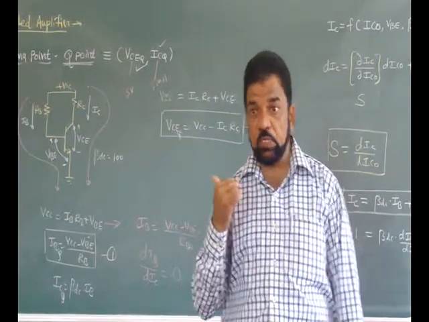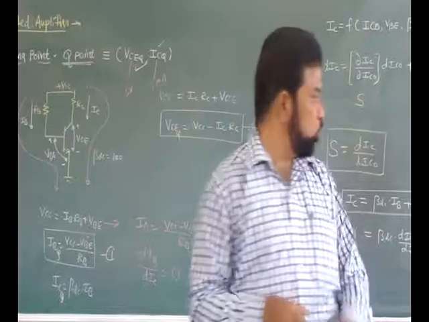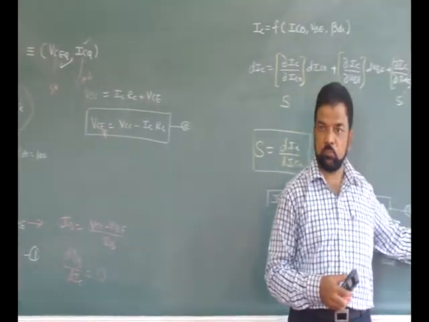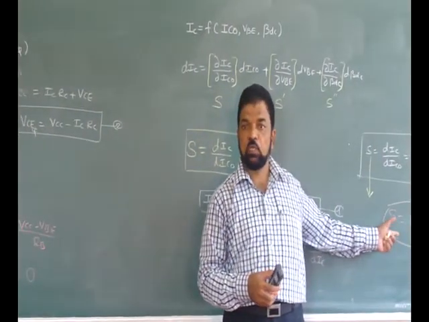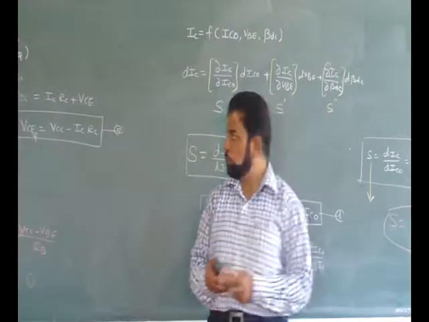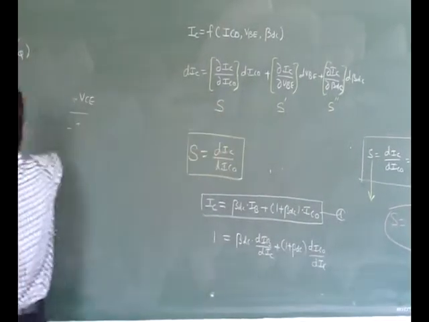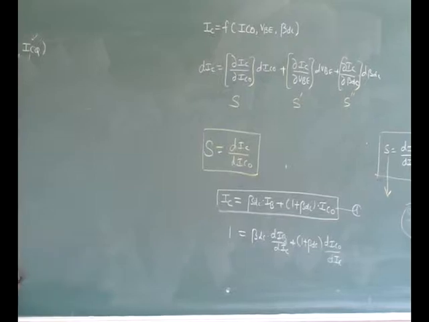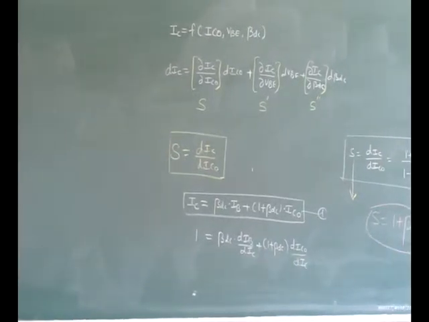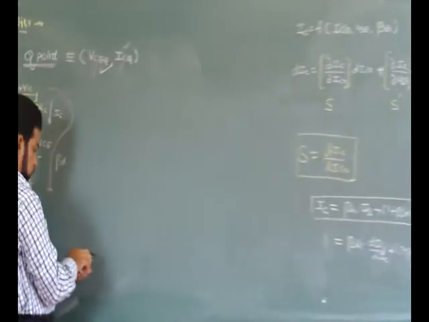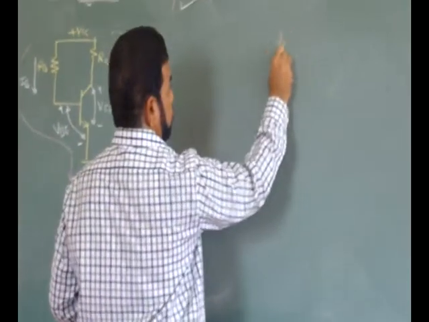But practically this circuit is not used because S value you are getting like this one. At the same time, there is no provision for a compensation. That's why you have to go for another circuit. Okay, so now I will not analyze that circuit because we will directly switch over to the third one. But for the reference, I will give the circuit like this one.